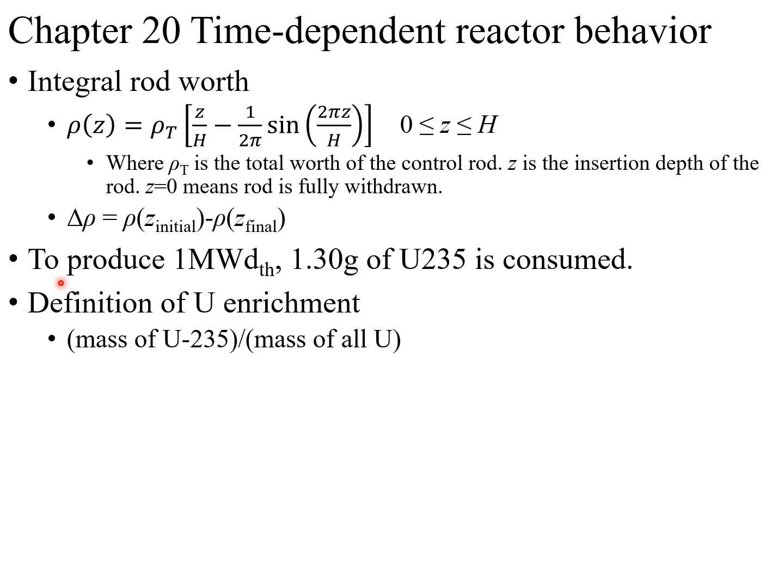Next one is the fuel consumption factor. To produce 1 megawatt-day of heat, 1.3 grams of uranium-235 is consumed. The last concept is uranium enrichment. You need to know how the uranium enrichment is defined. The uranium enrichment is defined as the mass of uranium-235 over the total mass of all uranium.